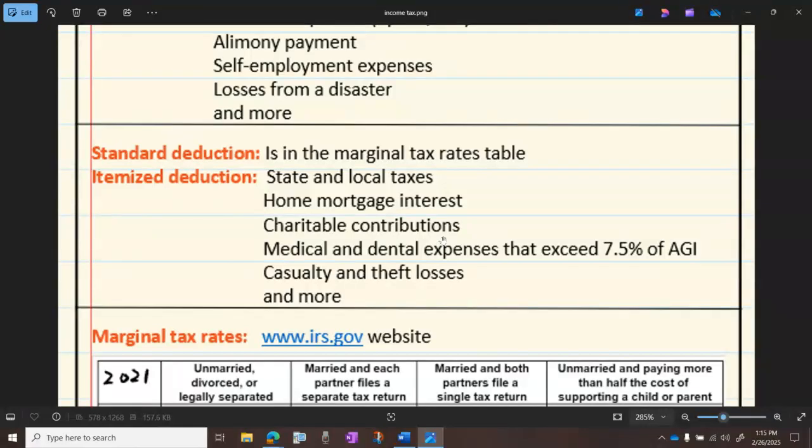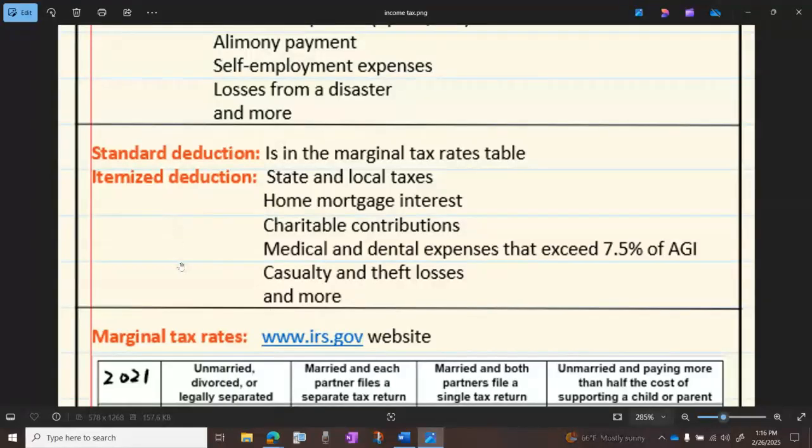Charitable contributions, if you donate a lot of money over the year, then that money is itemized deductible. Rich people normally choose itemized deduction if they have a lot of donations, and the itemized deduction is higher than the standard deduction. Besides those, medical and dental expenses that exceed 7.5% of AGI are itemized deductible as well. So we have a problem involving this information, so you want to take notes. Medical and dental expenses that exceed 7.5% of your AGI are itemized deductible. Also, casualty and theft losses are itemized deductible as well, and more. But the items I put here are enough for us.